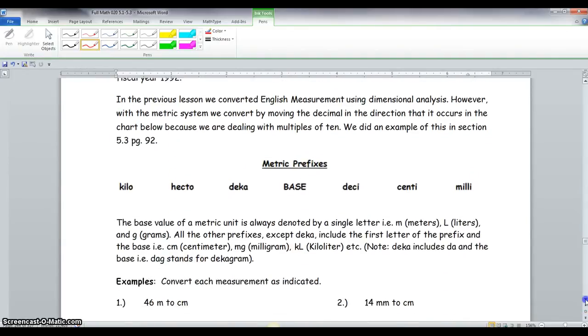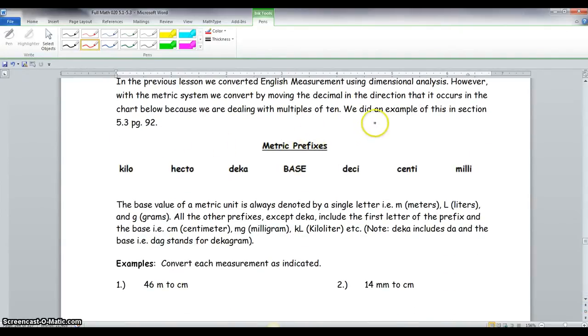In the previous lesson, we converted English measurements using dimensional analysis. However, with the metric system, we convert by moving the decimal in the direction that it occurs in the chart below because we are dealing with multiples of 10. We did an example of this in section 5.3, page 92.